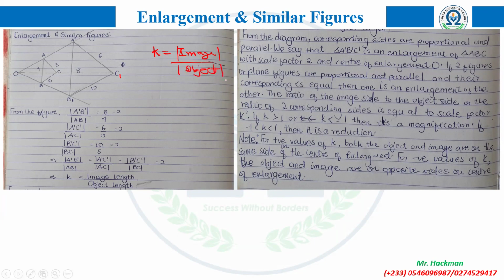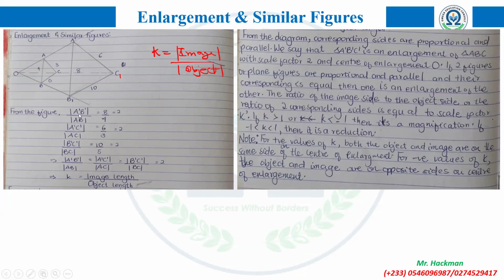You should also know that if your objects are located on the same side of your center of enlargement, then the sign will be positive. Your scale factor will be positive. If it's negative, then it means your object and its image are located on the opposite side of your center of enlargement. If you look at your center of enlargement, the triangle ABC and A prime, B prime, C prime, which is the image of this triangle, are located on the same side. So if you find a scale factor, you are going to get a positive result.